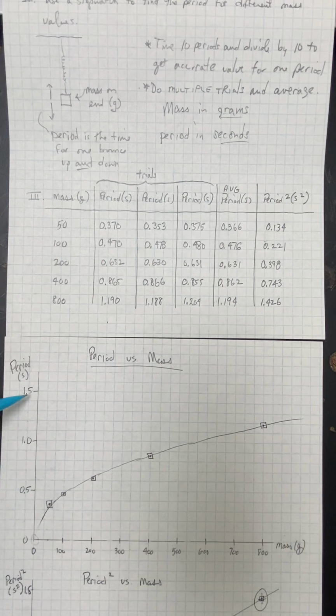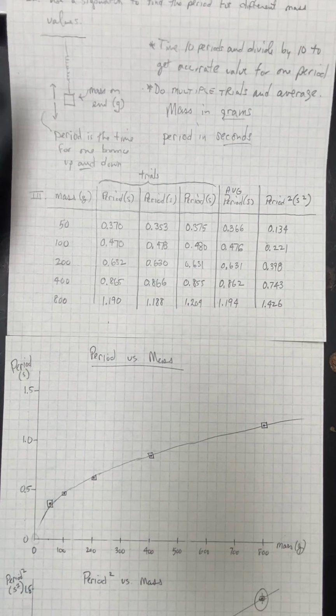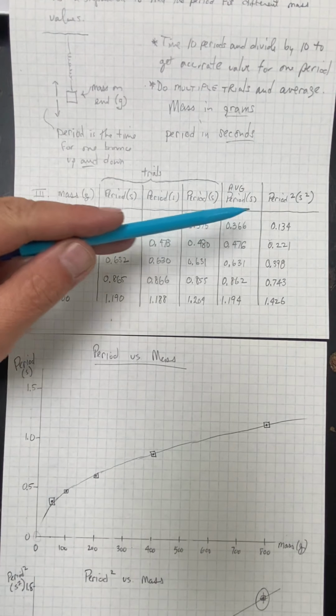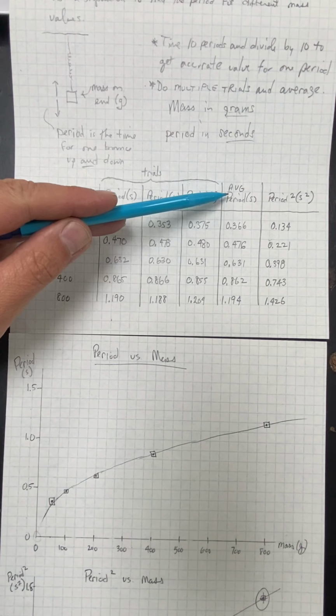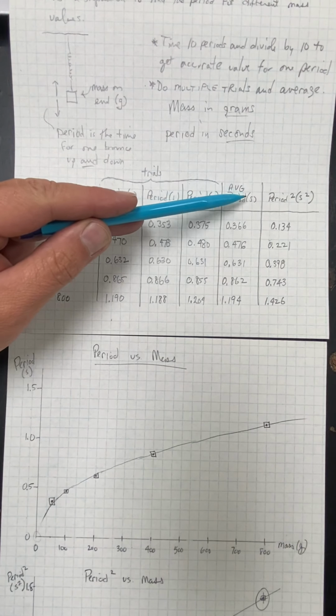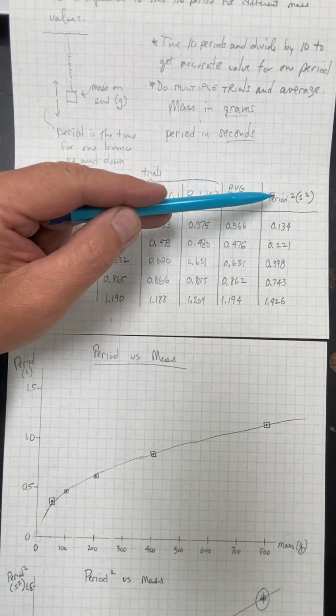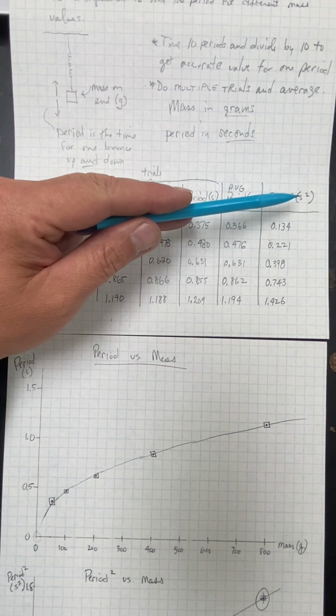Since the period values are not keeping up with the mass values, as the mass increases, the period does not increase accordingly. A way to linearize this is to square whatever is on this axis to make these values grow more quickly. So I did that. That's where this extra column came from. So I took all of my period values, which are measured in seconds, and I squared every one of them, and now the units are seconds squared.